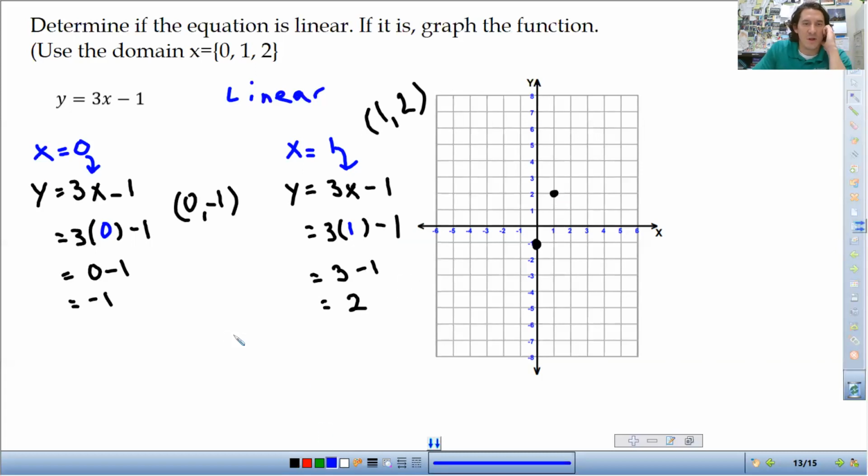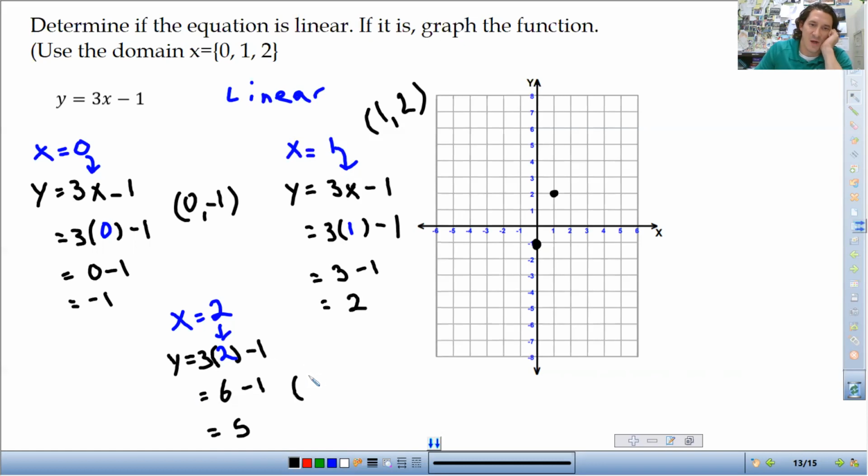And then I need to do that one last time for x equals 2. So it's going to be y is equal to 3 times x minus 1, and the 2 is going in for x. So 3 times 2 is 6, minus 1. 6 minus 1 is 5. So I get x is 2, y is 5. So 2 on the x, 5 on the y. Put a point. We're just plotting the points, so that's all we need to do.